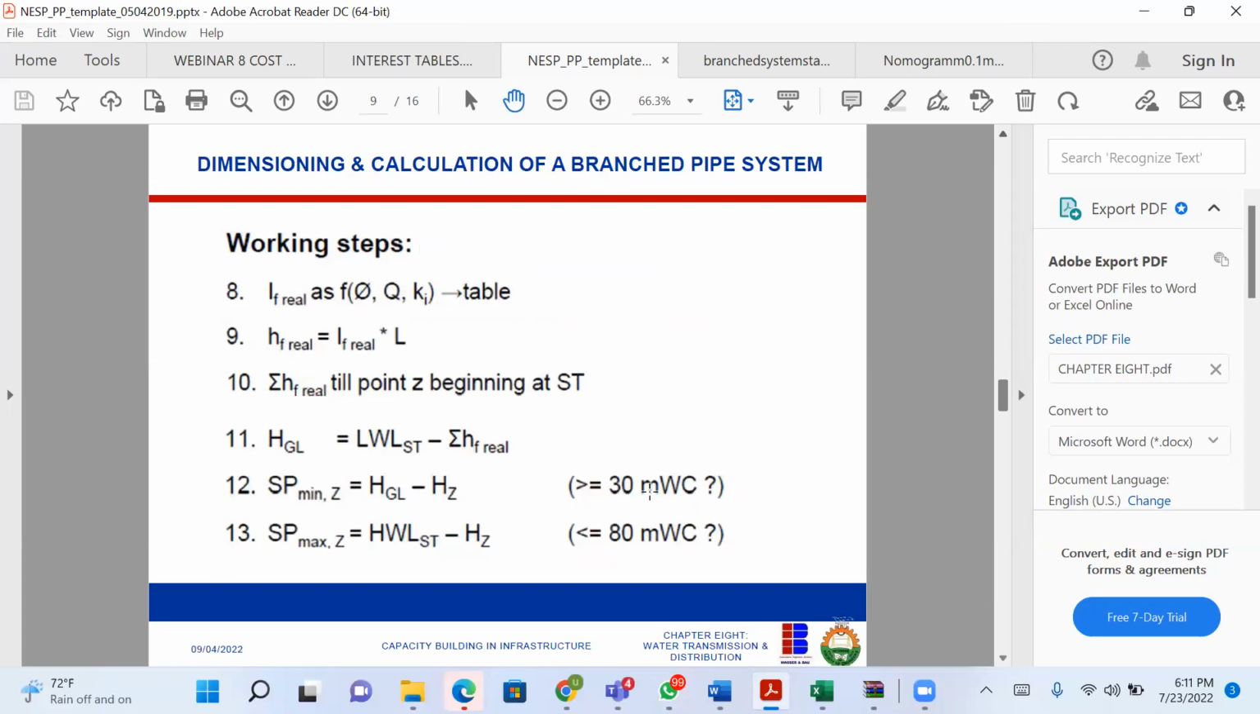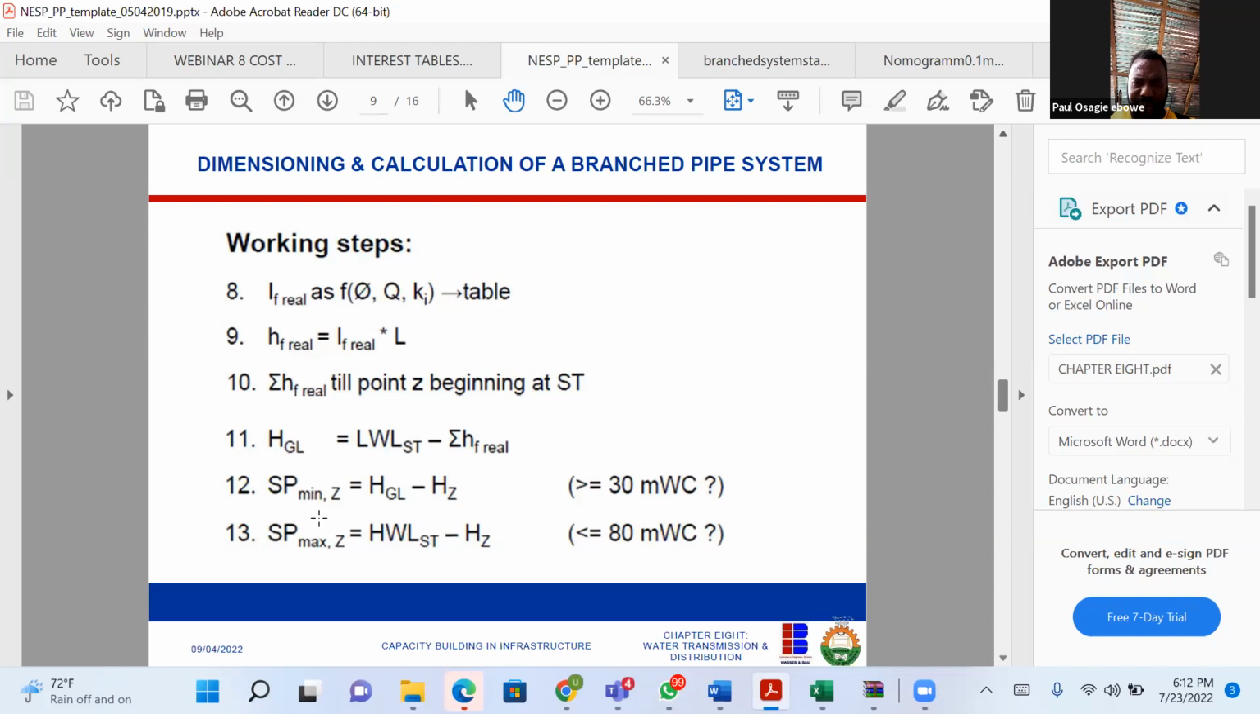We have minimum service pressure and maximum service pressure, we discussed last week. Maximum is 8 bars, minimum is 2 bars. You just don't allow any kind of pressure on your network. There should be a limit to it. If it's more than 8 bars, we say you divide them into pressure zones. Then sometimes, if it's too low, you might provide booster stations.